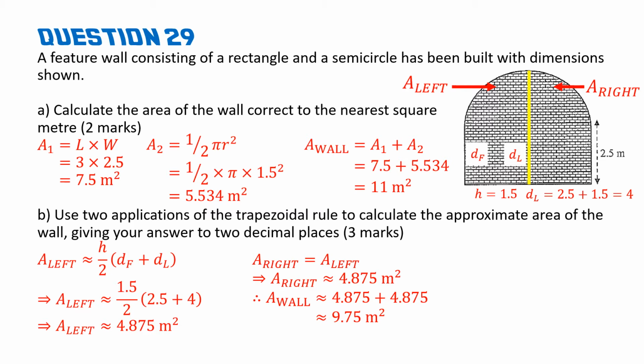Now in part A, we worked out the exact area was 11 square metres. Part B, the approximation is 9.75 square metres. So obviously we've underestimated.